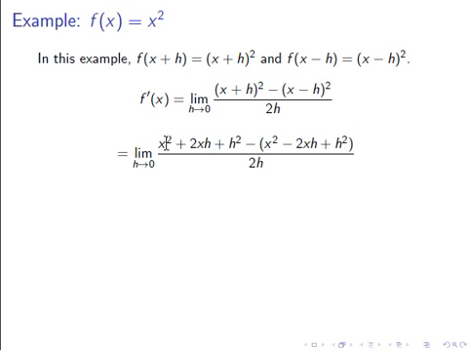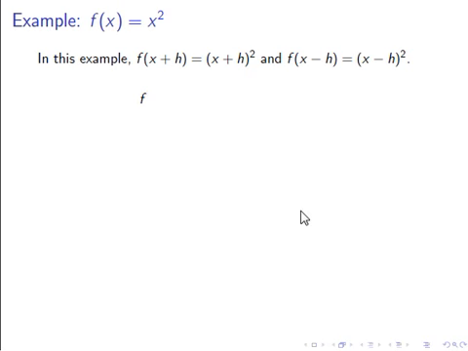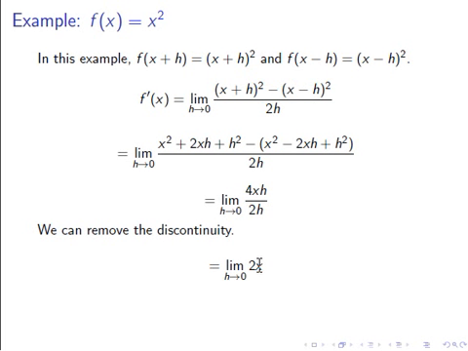Next we do x squared minus x squared, 2xh minus 2xh, and h squared minus h squared. We're left with 2xh minus 2xh, or 4xh, and on the bottom we have a 2h. We notice that this has a removable discontinuity as h approaches 0, and so we simplify the difference quotient and we get 2x. The limit of 2x as h approaches 0 is just going to be 2x.